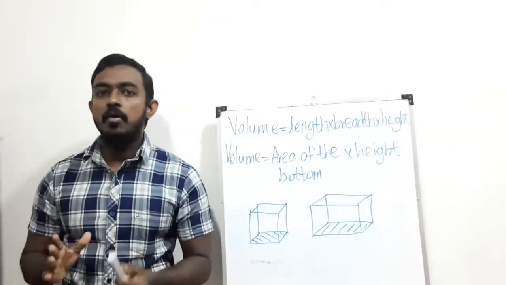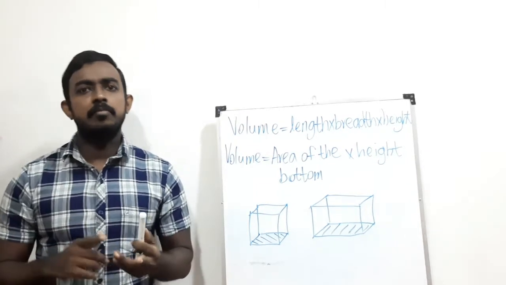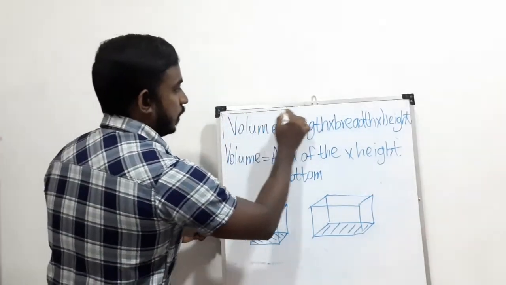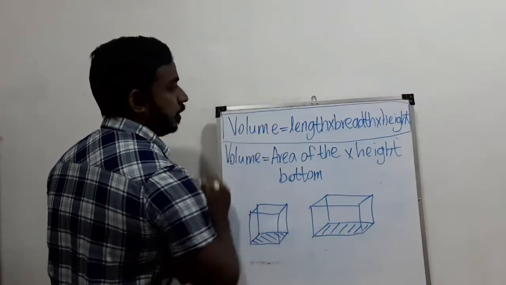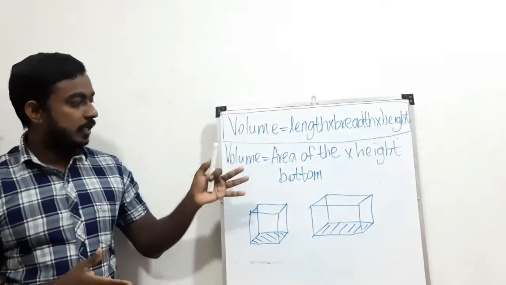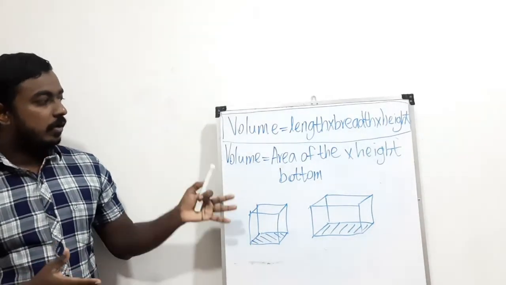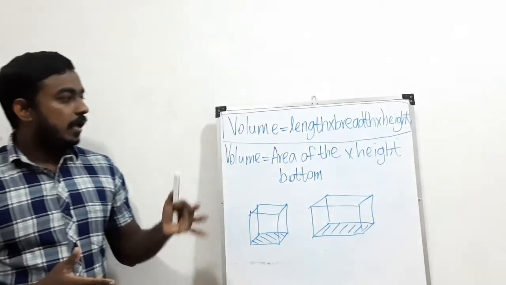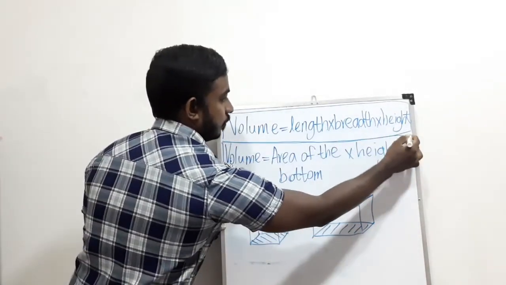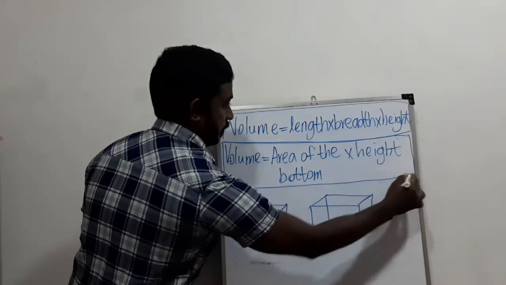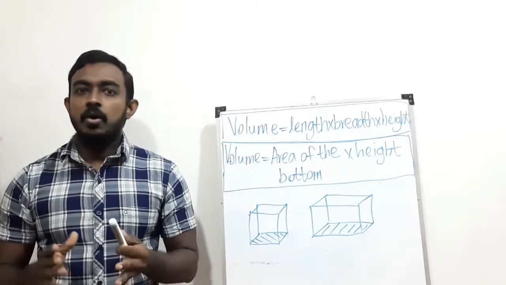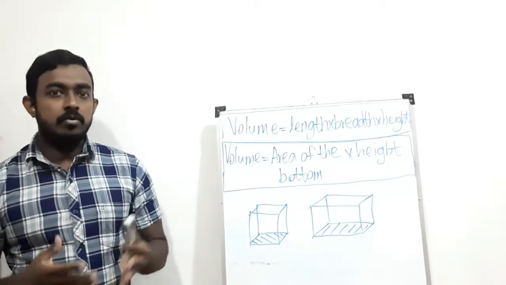Now, my dear children, this is what you have to remember. If they have given you length, breadth and height, then you have to use this formula: volume equals length into breadth into height. Now, if they have given you the area of the bottom or the area of a cross section, and if they have given you the height also, then you have to use this formula. So this lesson is going to be very easy. You just have to remember these two formulas only. Okay, let's see how we are going to do some questions using this formula.